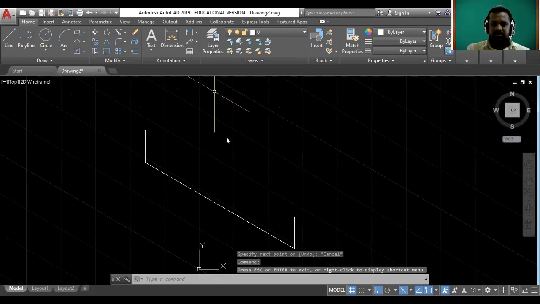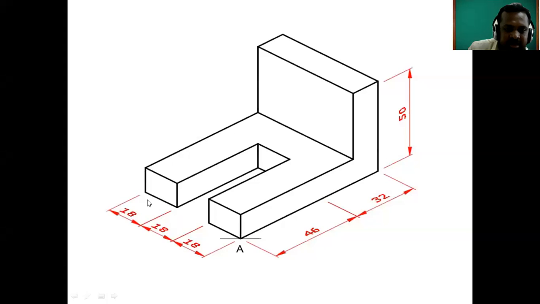So the given figure. Up to this point we have drawn this figure. From this point it is the 10 mm. Then we have drawn this line of 24 mm. Also I have drawn this portion of 10 mm. Then from this point we have to draw this line of 18. Okay.